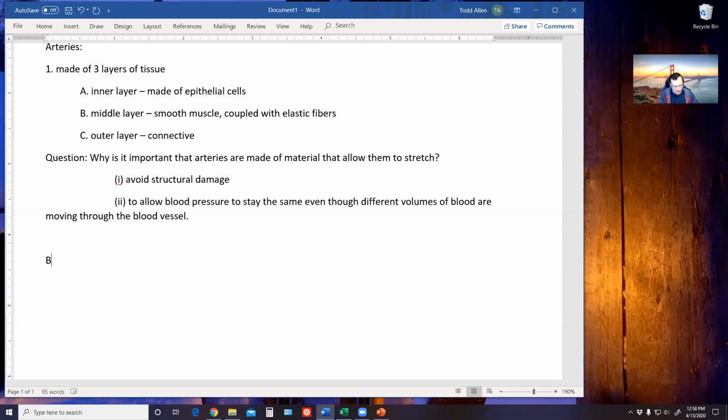Okay, so this is sort of a side conversation I wouldn't normally do with you folks in lecture. Blood pressure is the resistance to the flow of blood.